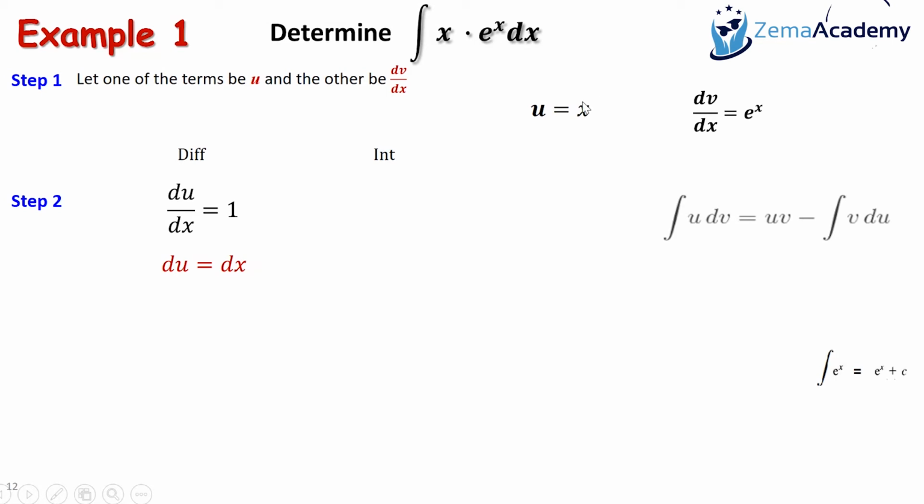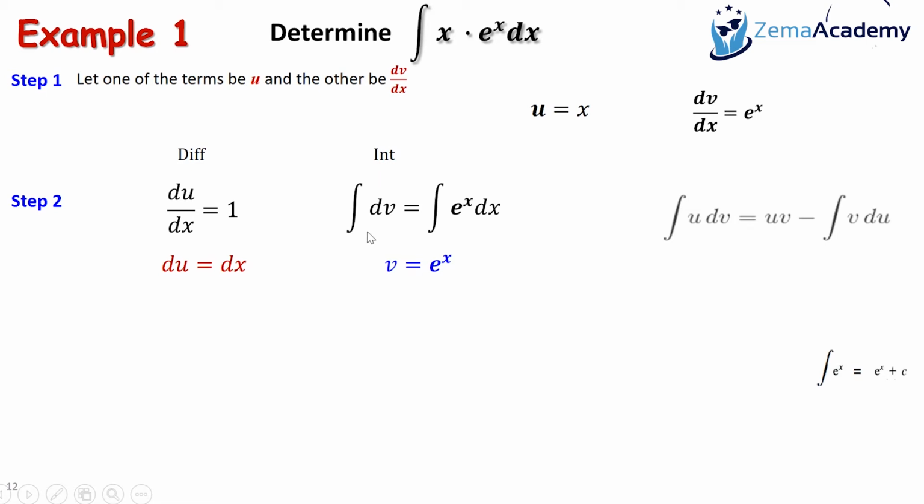So if I differentiate u equals x, I will get du by dx equals 1, because when you differentiate x, your answer is 1. So your du will become dx because you need du. Remember, in the standard formula, you need du. So this is how you got your du. Second term, you take this dv by dx, e to the power x, and you integrate this.